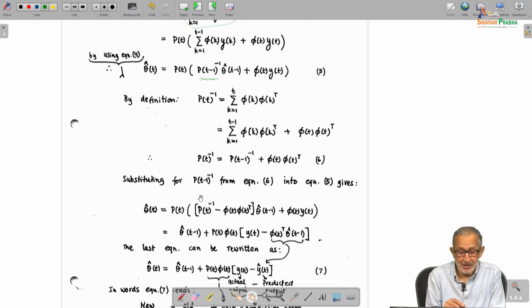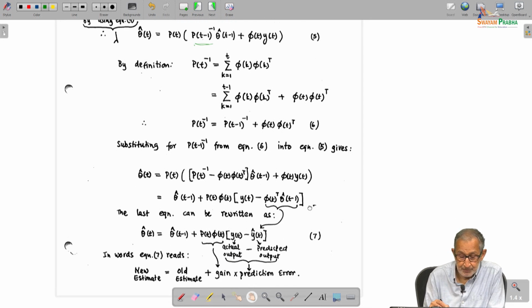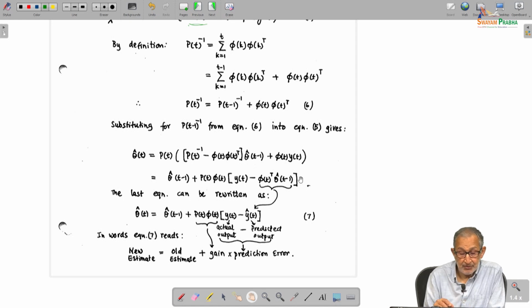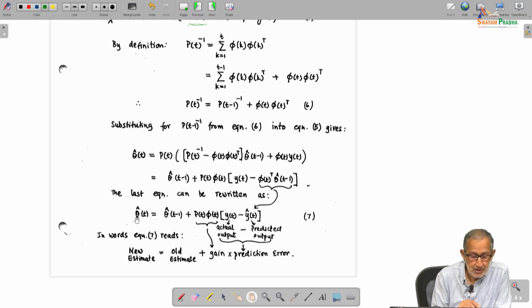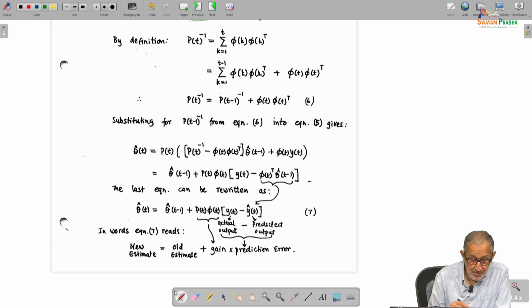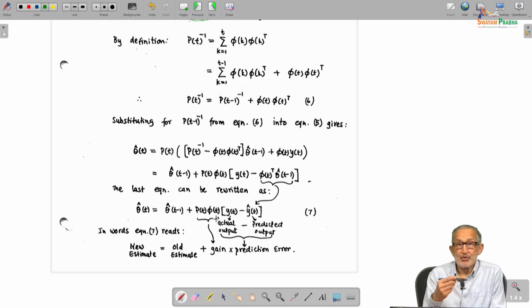So rearranging this expression gives you this simple equation, and this last equation can be written as theta hat at time t, the estimate of the parameters at time t, equals the estimate of the parameter at time t minus 1. So the new estimate is equal to the old estimate plus P times phi, some measure of the gain, multiplied by y minus y hat.